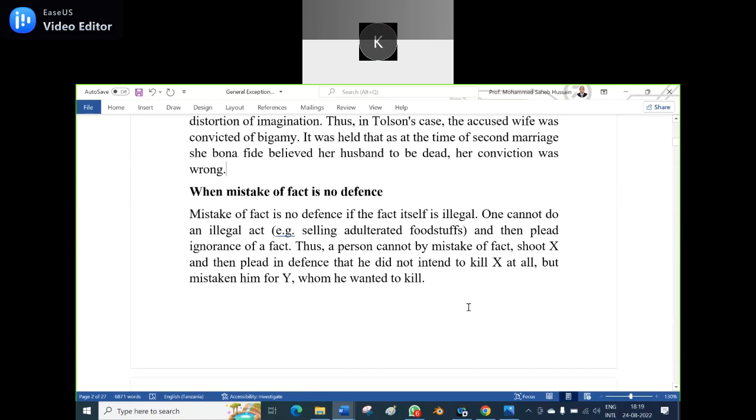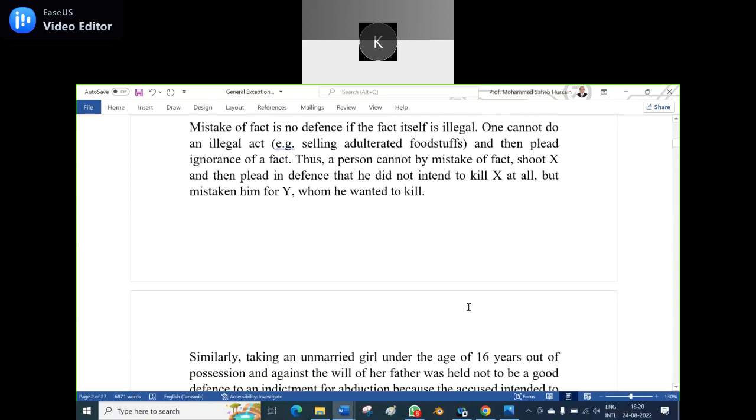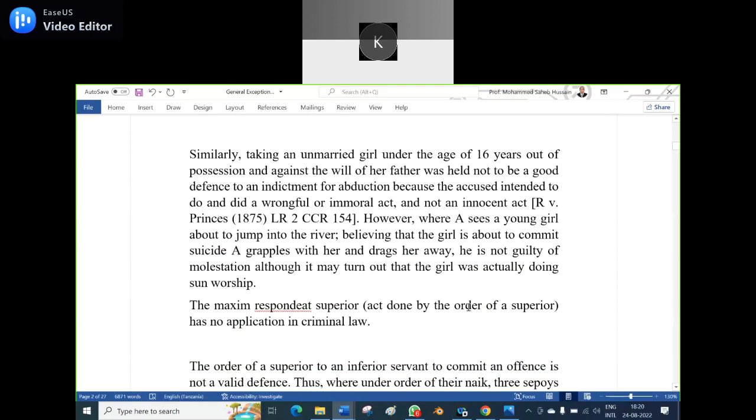Thus, a person cannot, by mistake of fact, shoot X and then plead in defense that he did not intend to kill X at all. I did not want to kill X. He cannot say like that. But if he mistook him for Y when he wanted to kill Y, then he can take that plea also.